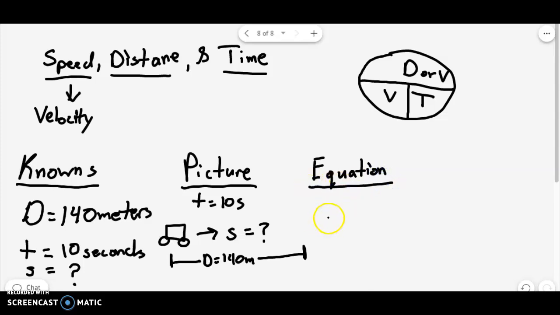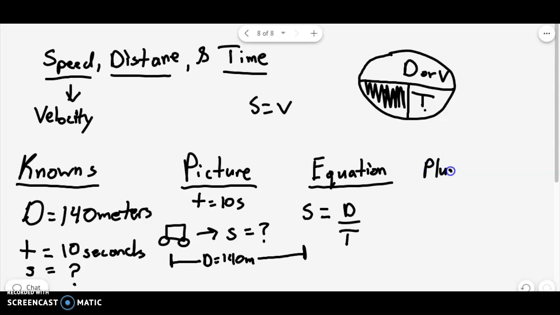So the way that we figure out speed is that you're going to cover up the V and you're going to look at what you have. You have D over T. So the equation is going to be V or S equals D over T. Remember, S and V are the same thing.